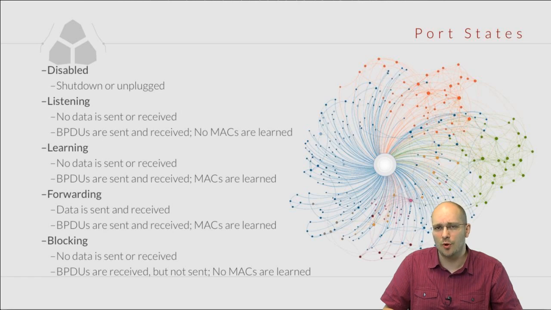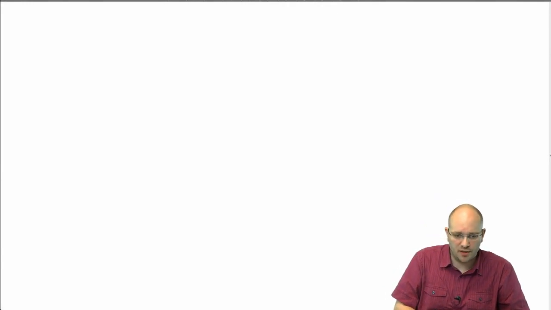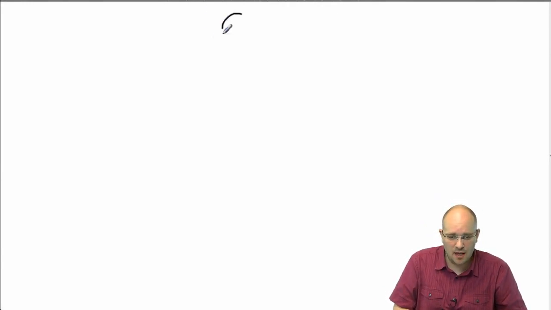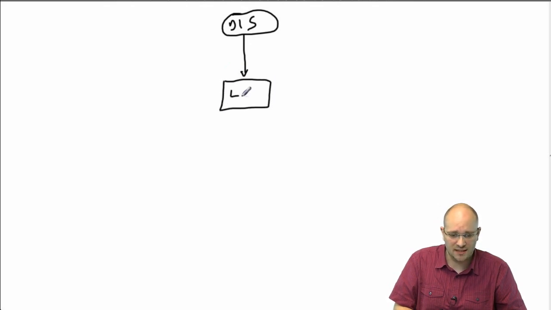Let me guide you through a process that a port goes through when it comes up, and I will explain these states, the disabled, listening, learning, forwarding, and blocking, in a little bit more detail. Let's start with a port that is in a disabled state. When a port is in a disabled state, it's either shut down or unplugged. Let's say that this port is brought out of shutdown. When this happens, this port is immediately going to transition into a listening state.